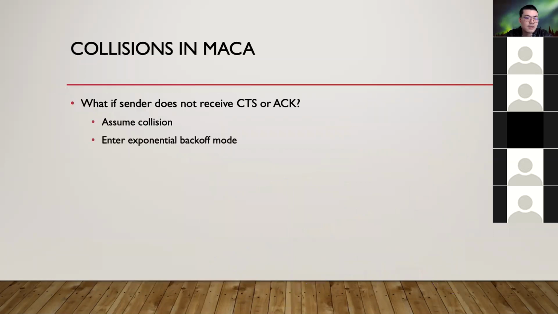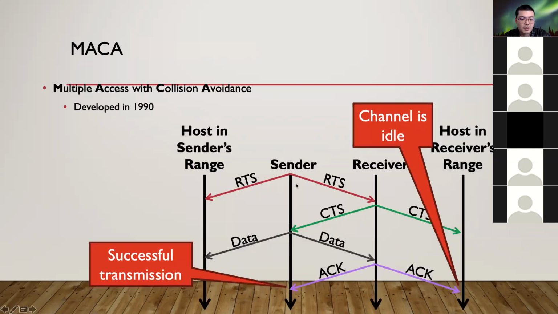Okay, so the collisions in MACA are like this, right? What if the sender does not receive CTS and acknowledgement? This is possible, because the sender can send only if the channel is clear. If it's not clear, it means maybe the receiver is busy receiving from somebody else. If that happens, the sender has to resend the RTS, right?